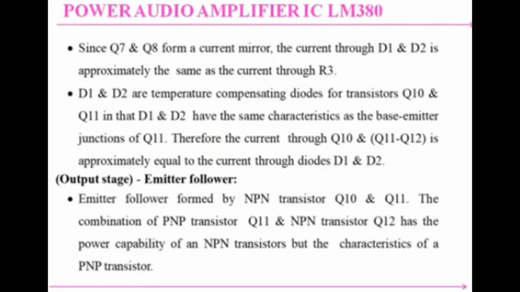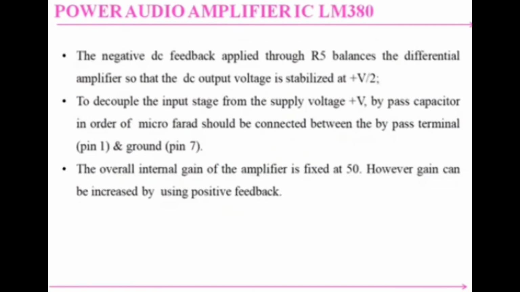Last stage is output stage, that is emitter follower, that is formed by NPN transistor Q10 and Q11. The combination of PNP transistor Q11 and NPN transistor Q12 has the power capability of an NPN transistor but the characteristics of a PNP transistor. The negative DC feedback applied through R5 balances the differential amplifier so that the DC output voltage is stabilized at plus V by 2.